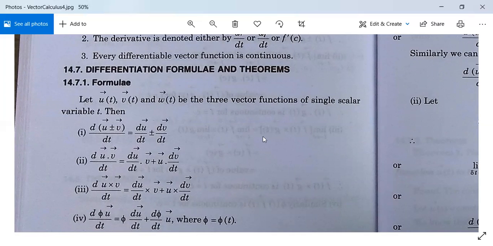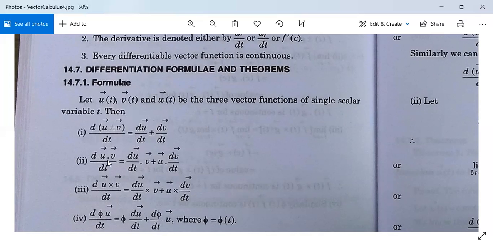Now there are some formulae and theorems. Let us see. Differentiation formulae and theorems. Formulae first. Let vectors u(t), v(t) and w(t) be three vector functions of a single scalar variable t. That is, u, v, w are three vector functions of the scalar variable t. Then first, d by dt of u plus minus v is equal to du by dt plus minus dv by dt.